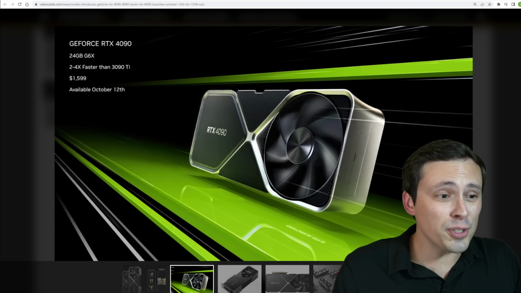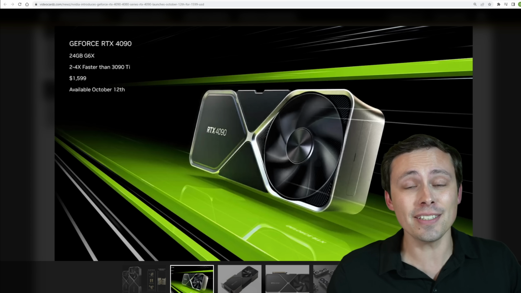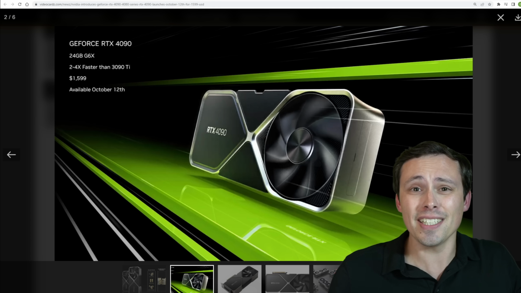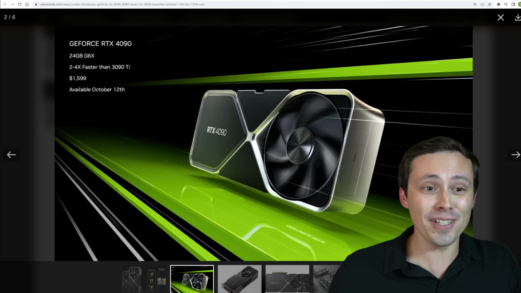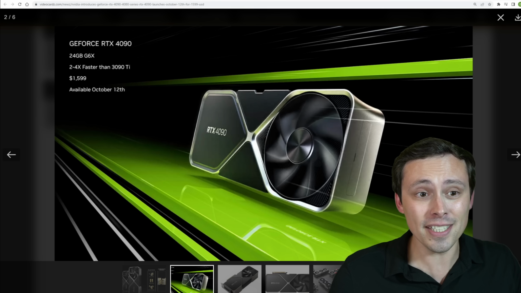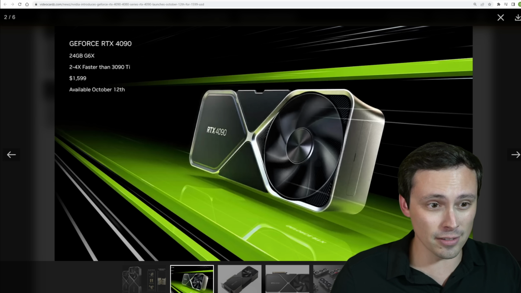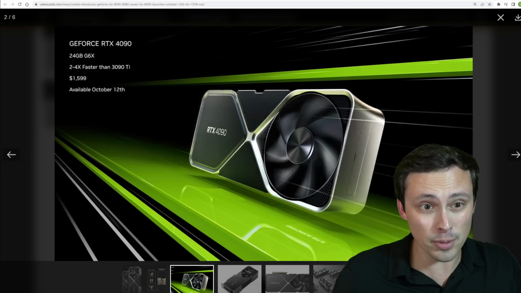Well, there's some good news, some bad news, and some possibly misleading news. Some of this is really exciting, especially for those of you with a $1,600 budget or more, likely, for your new graphics card, because the RTX 4090 looks like it's going to be absolutely insanely powerful, insanely expensive, and available on October 12th. Interesting to see how available it will be.